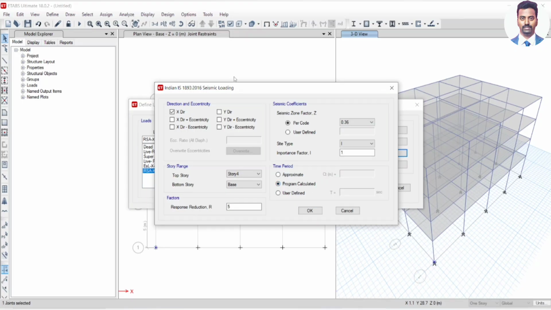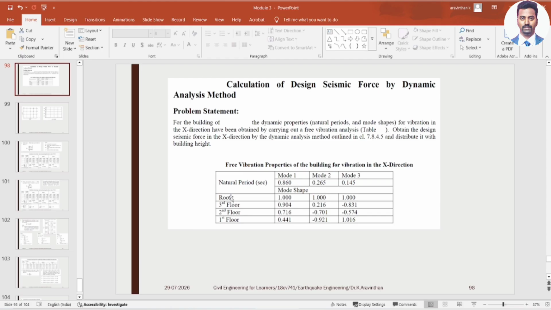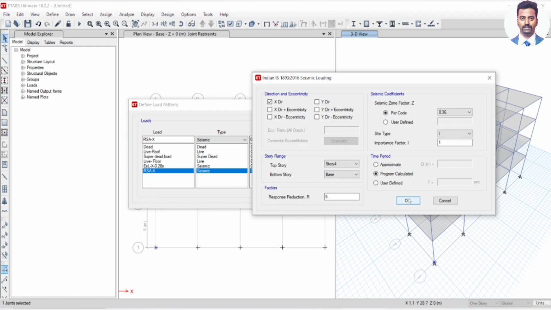Note that there are two differences. When we are doing equivalent static analysis, we have given user defined and we have provided 0.28 second. Now in response spectrum analysis, here we are providing program calculated. Why? Because we need to find the natural period of the structure without any walls. What is the natural period of the structure? Free vibration properties of the building for vibration in x direction. There we are going to discuss how they got this value, and we will move on to the sum. Then press OK.